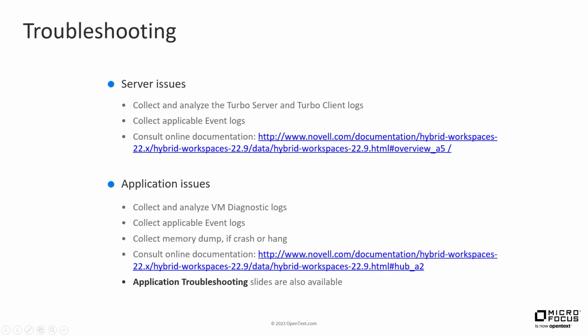So if you hit a server problem, you should collect and analyze the Turbo server and Turbo client logs. Additionally, you should collect the applicable event logs and then consult the online documentation. If you hit an application issue, you should collect and analyze VM diagnostic logs. Additionally, you should collect event logs for the application issue if they are being generated. In the event of a crash or a hang, you should collect a memory dump. And then you can consult our online documentation on troubleshooting and using the Turbo Studio debugger.